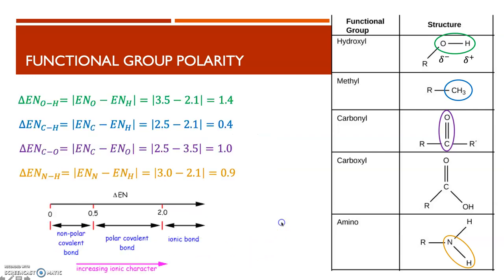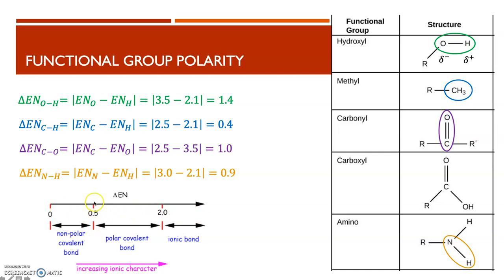Now, what does this mean? This difference in electronegativity tells us about the polarity of that functional group. Polarity is a continuum, okay? It's not a this or that, right? But it's really a continuum.